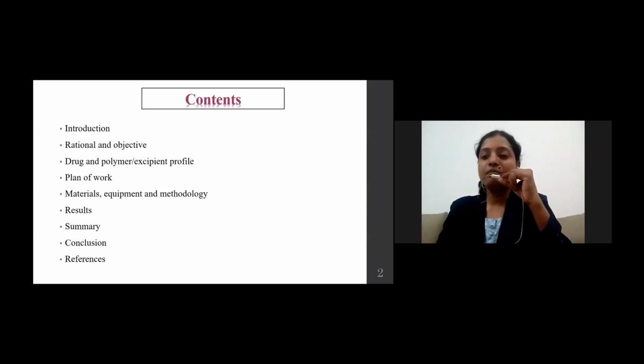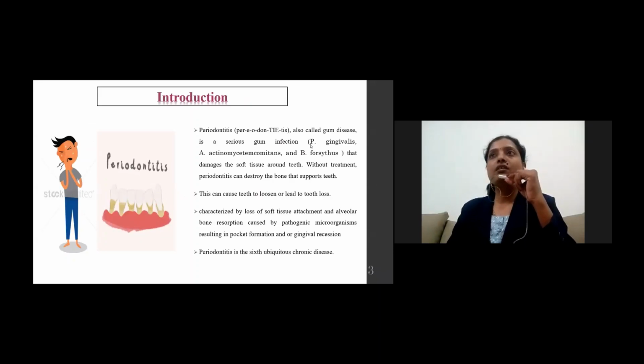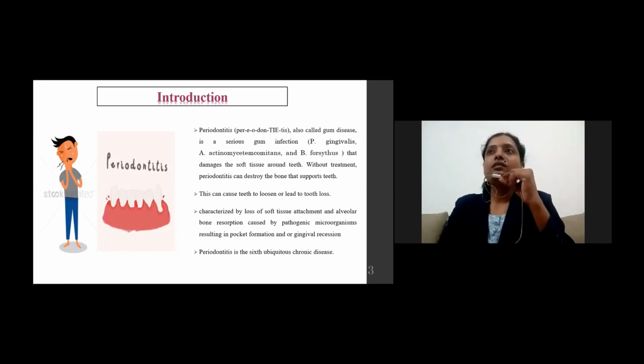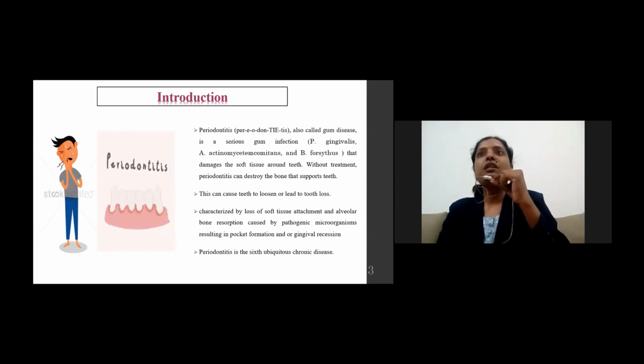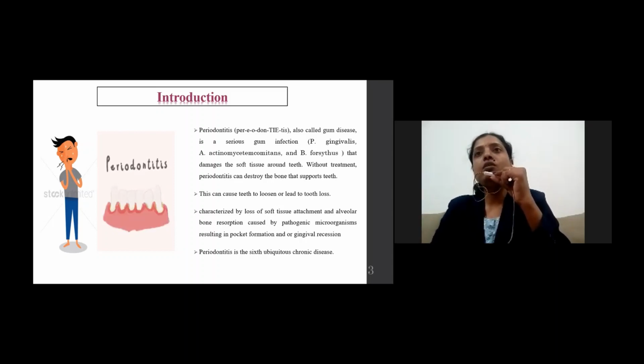This is the content of my presentation. So periodontitis is basically a chronic gum disease found all over the world, and it is mainly caused by bacteria such as P. gingivalis, AAP, or P. fortastus, etc. That mainly damages the soft tissue around the teeth, and without treatment, periodontitis can also destroy the bone that supports the teeth. So it can cause the teeth to loosen, which may lead to tooth loss.